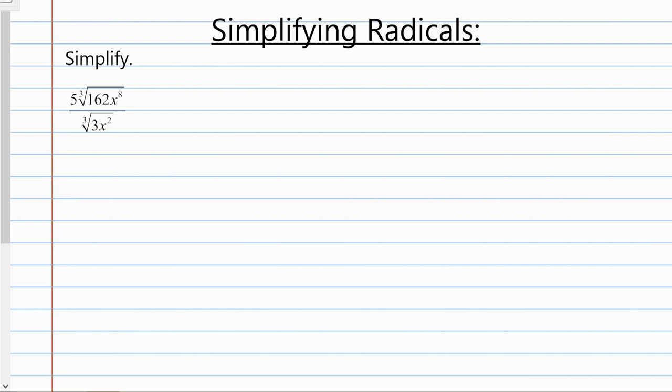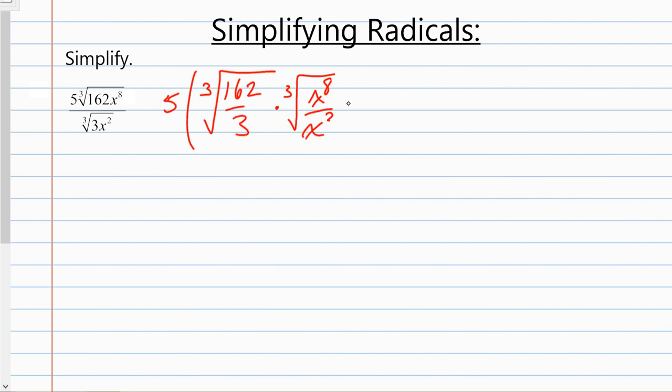So we are going to look at using the same strategies that we had before. I would like to bring my numbers together and my x's together under the same radical. So when I rewrite this, I'm going to bring the 5 all the way to the front. He'll just kind of hang out by himself. But I'm going to have the cube root of 162 over 3 times the cube root of x to the 8th over x to the 2nd power.